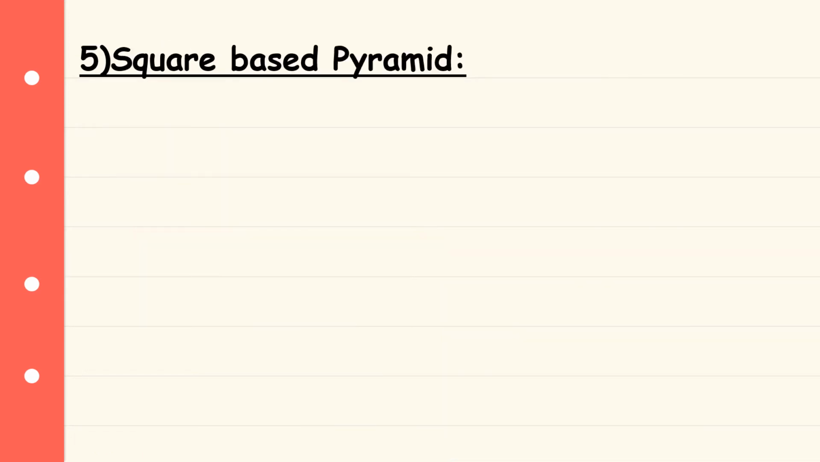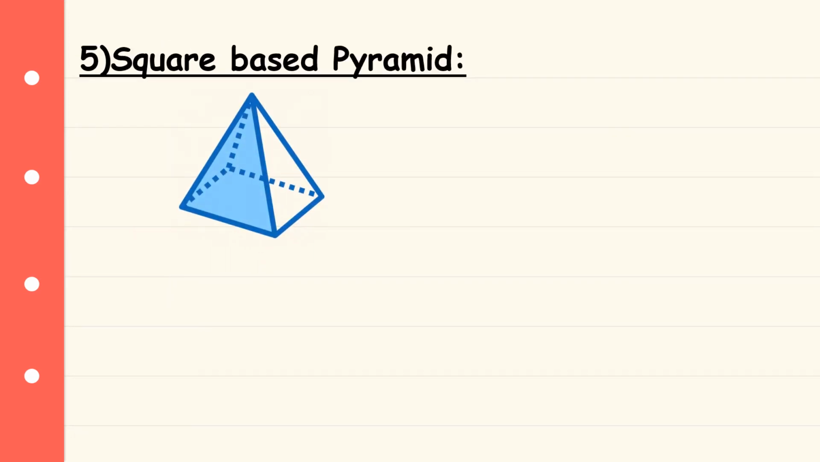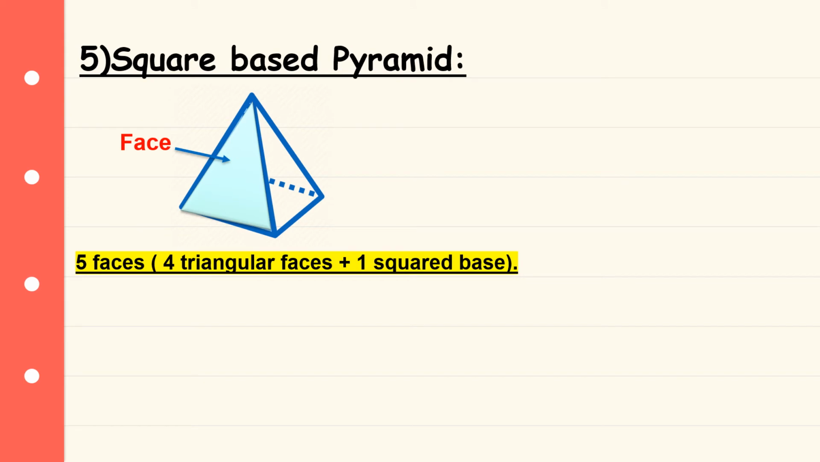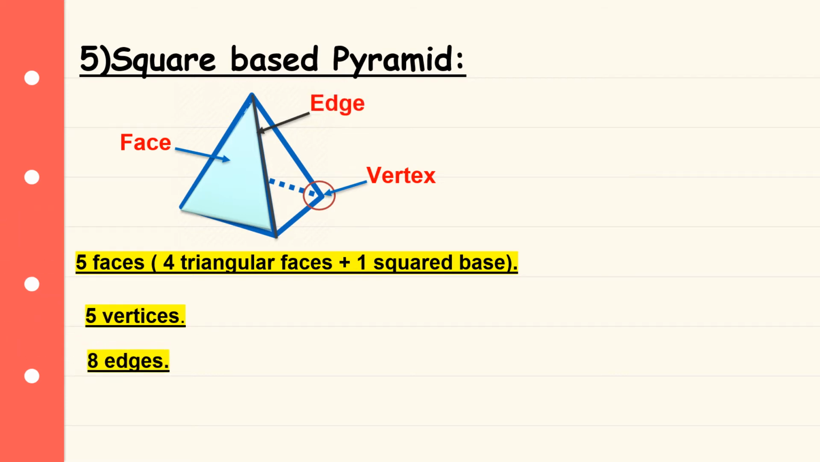Fifth shape is called square-based pyramid. How many faces in that shape? It has 5 faces, 4 triangular faces and 1 square base. How many vertices? It has 5 vertices. And how many edges? It has 8 edges. We can find this shape in our life like the Giza pyramid.